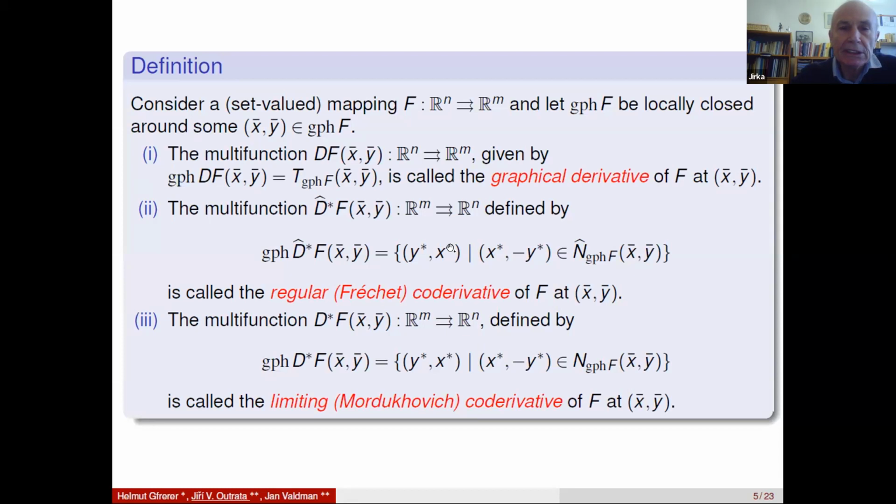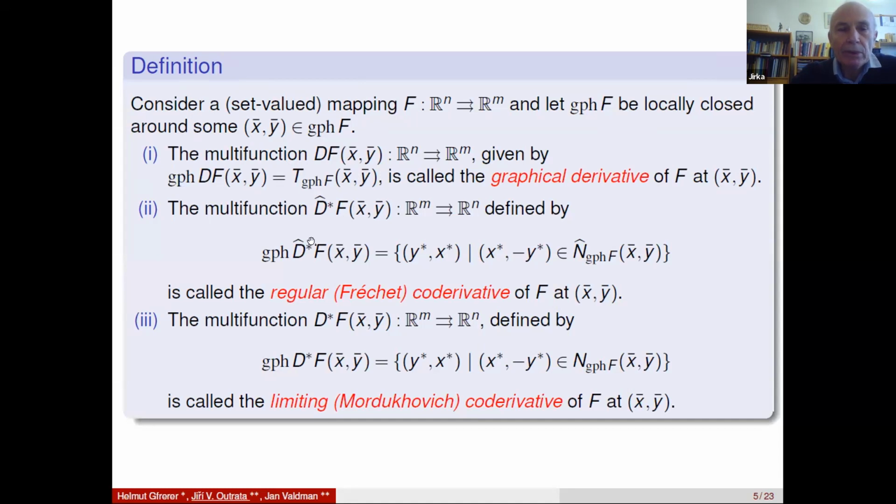Since we will be working with multifunctions, we need some generalized derivatives, and we will be working mostly with these three defined here. So having a set-valued mapping F from Rn into sets of Rm, and having its graph closed around some point x bar, y bar from the graph, then the graphical derivative of F, denoted DF(x bar, y bar), is a multifunction whose graph amounts exactly to the tangent cone to the graph of the original multifunction at the point in question.